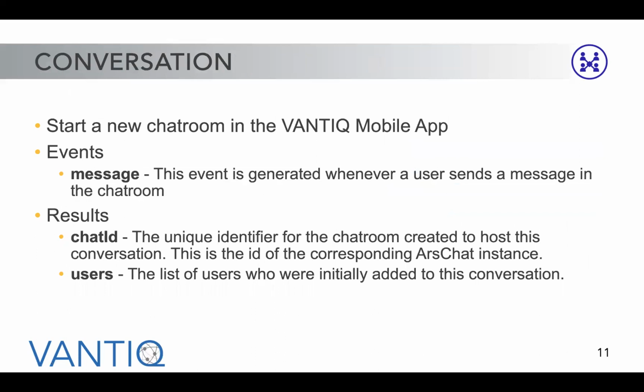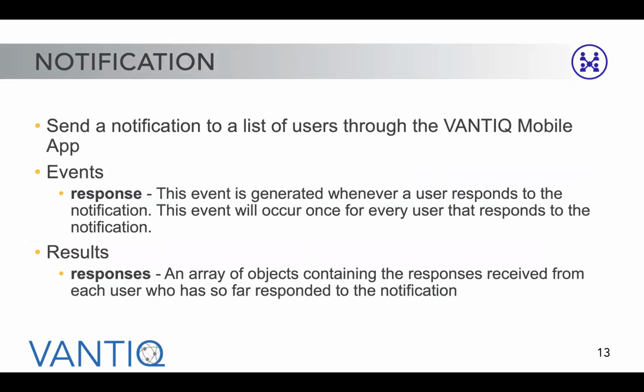We have a conversation activity that allows us to talk with the users using the chat application, either on the dashboard or on the mobile app. You'll be able to include users, send messages, and connect that message to the chatbot framework from Microsoft. Notifications allows you to build a mobile app page and send it to specific users, and as a result you have an array of all the users that have replied back on that notification.